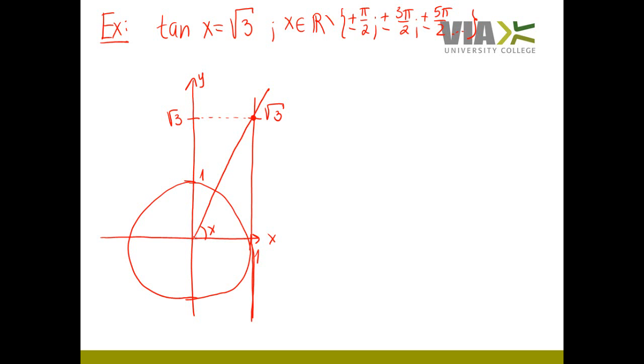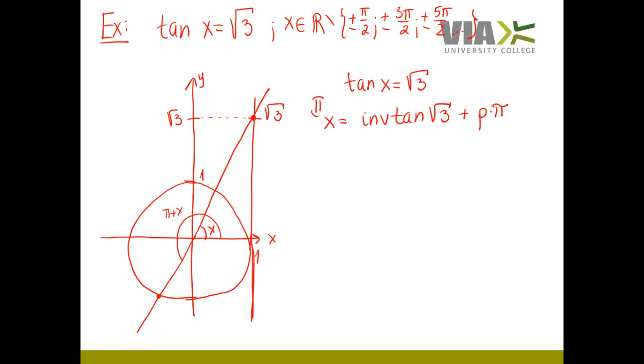We also recall from when we talked about tangent that we have another solution, another angle, which is the one I have here, pi plus x, which also has the tangent value equal to square root of 3. So let's try to solve this one up here. If tangent x is equal to the square root of 3, then x is equal to inverse tangent square root of 3 plus p times 1 pi.